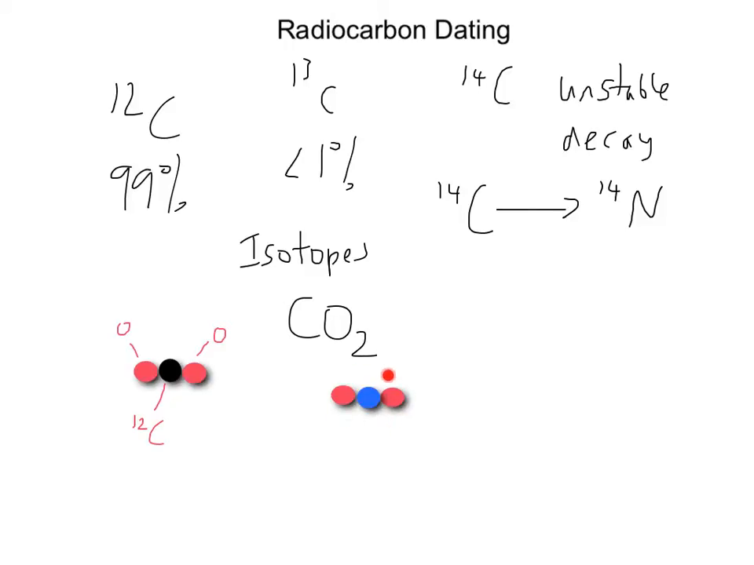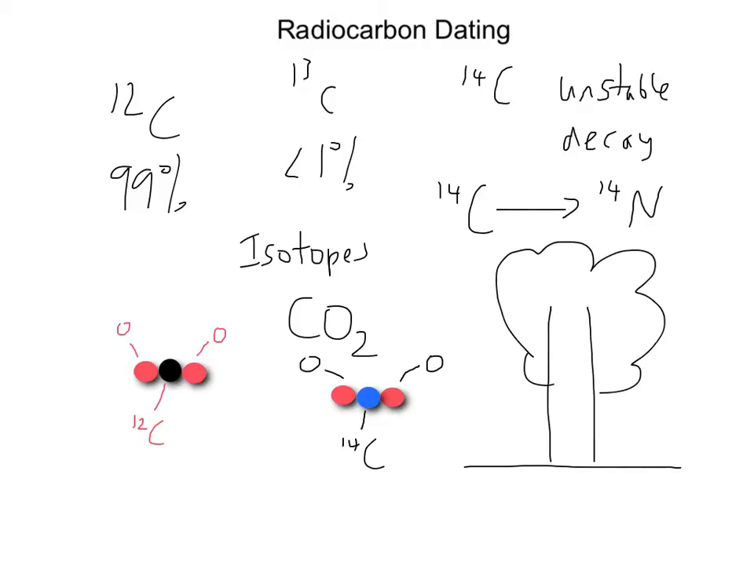So in this molecule of carbon dioxide we have the two oxygens again, combining. This time the carbon will be carbon 14, and this is the radioactive carbon that will decay over time. Plants will photosynthesize and take in carbon dioxide into their leaves. Most of it will be molecules of carbon dioxide with normal carbon 12 in it, but some, a tiny amount, will be carbon dioxide molecules with the radioactive carbon in it.